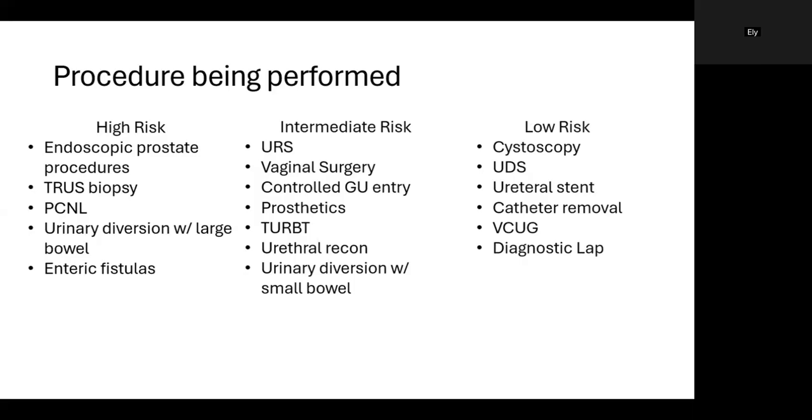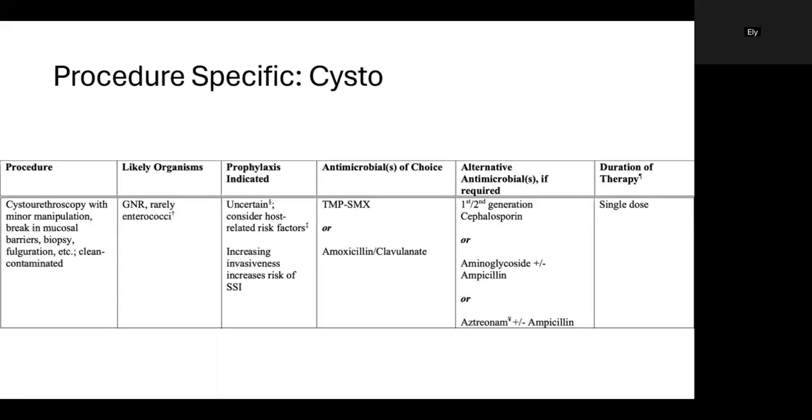Now, based on these groups, we can highlight a lot of the common urologic procedures that we do and go over the first line antibiotics that we should be using. And then maybe even talk about some of the second line options that we could also use, on a case by case basis. So we can start off with cystoscopy.